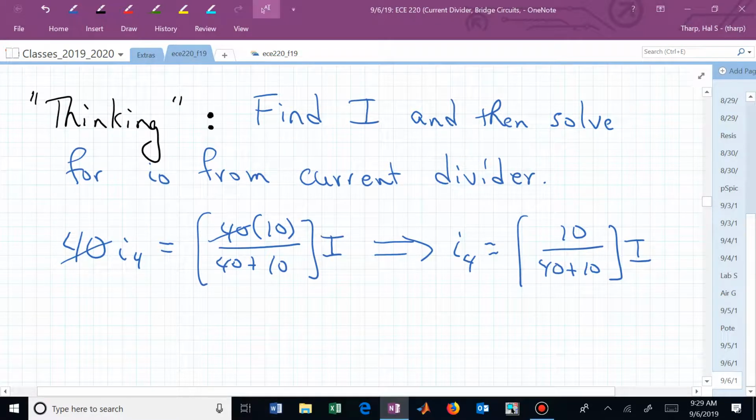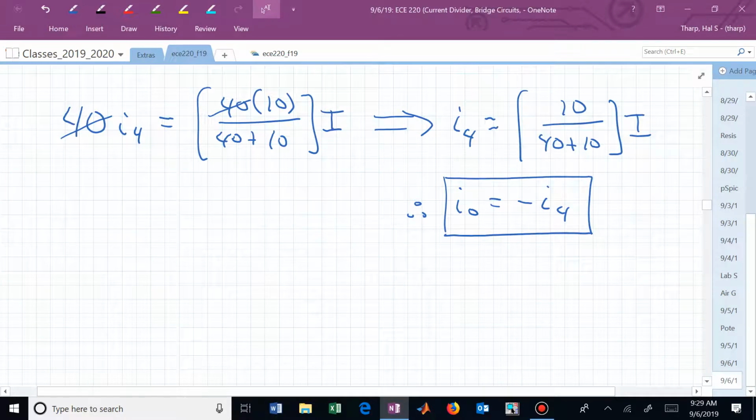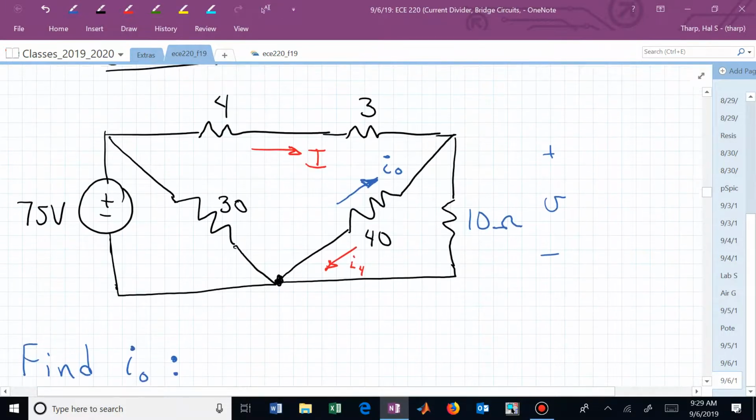And if I know I sub 4, I could then find I sub 0. They're just going in opposite directions. One is the negative of the other one. We'd be done if we had I. So we need I. How can we find I?